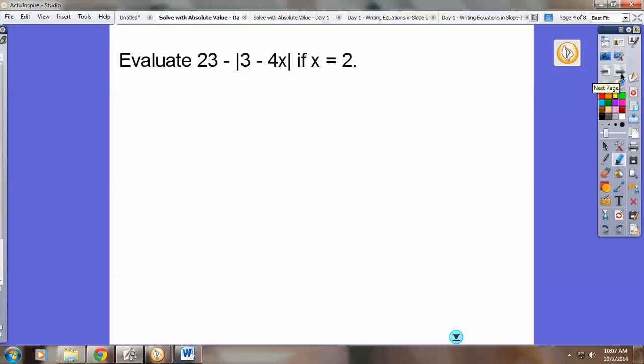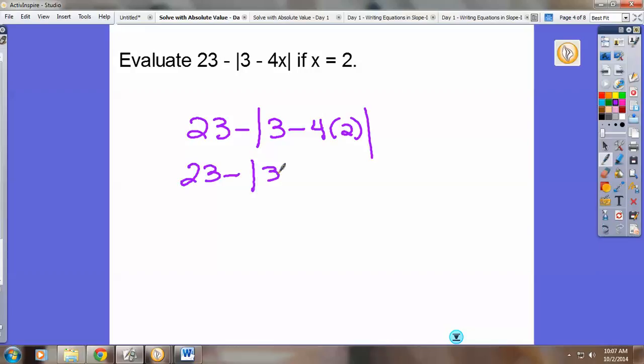Let's try another one. 23 minus the absolute value of 3 minus 4x if x is 2. Again, they give us a value of x. We need to substitute in. We still need to do our grouping symbols first, our absolute value bars. They're not parentheses. We can't distribute through absolute value bars.